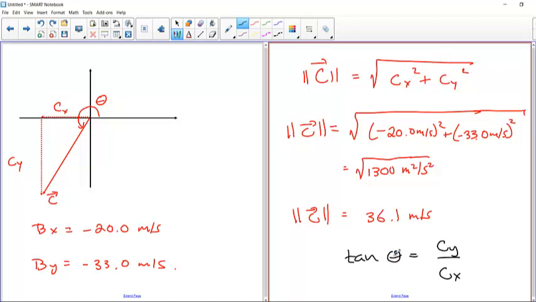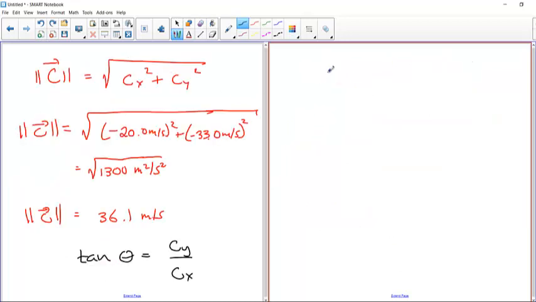So there are actually two solutions to this. There's the first quadrant solution and there's the third quadrant solution. Because you could either have positive C sub y and positive C sub x, or you could have negative C sub y and negative C sub x. So if I just take the inverse tangent, I'm not going to get the right answer. You have to do the whole reference angle thing.